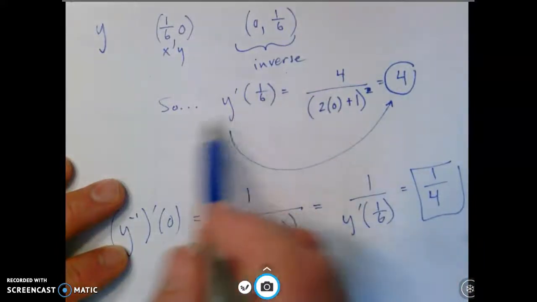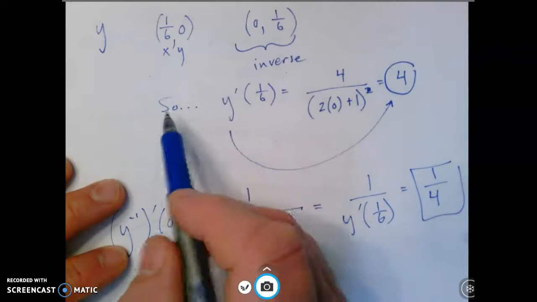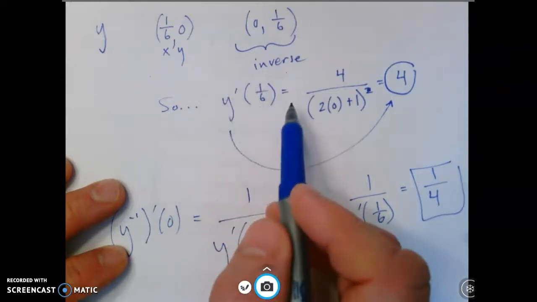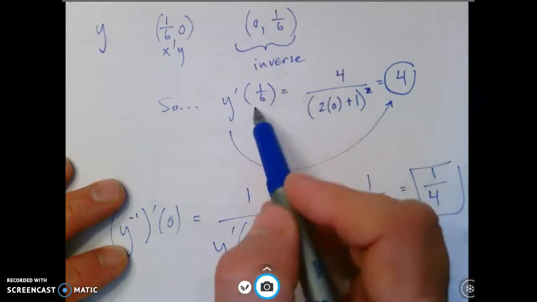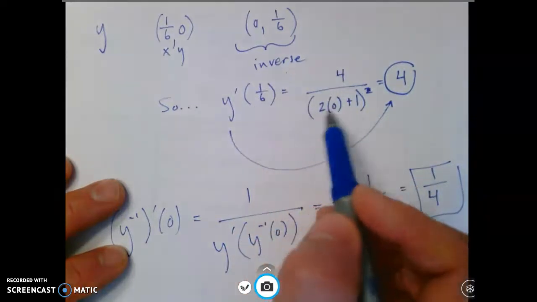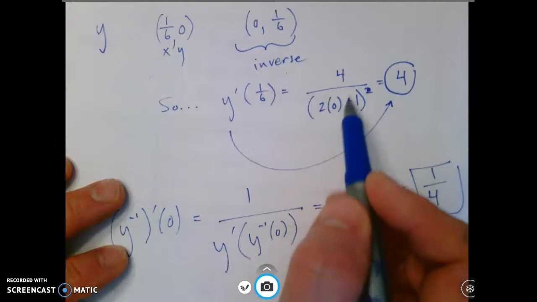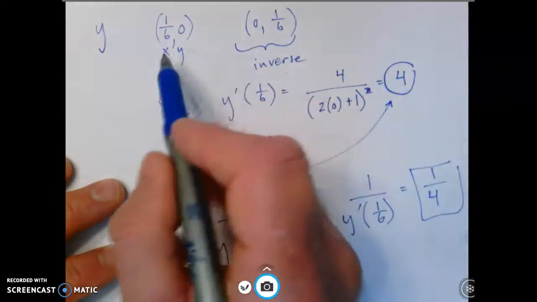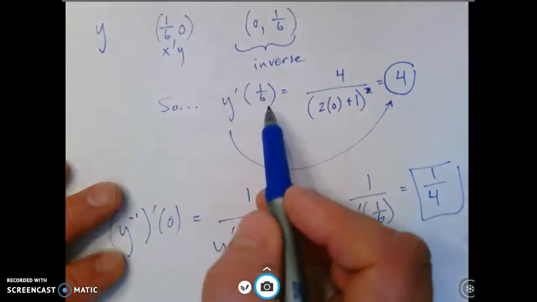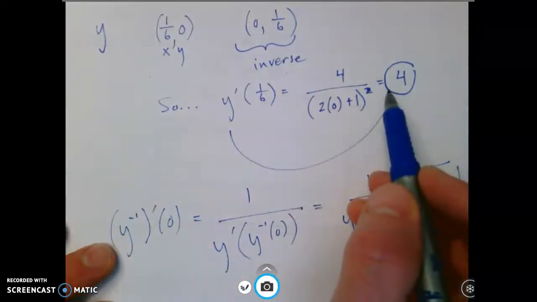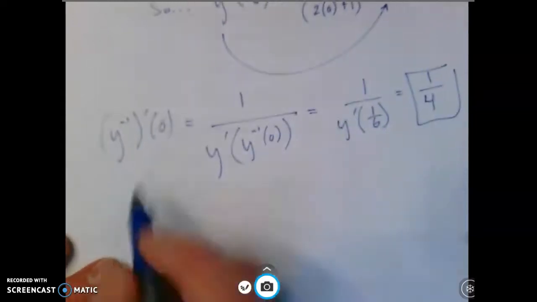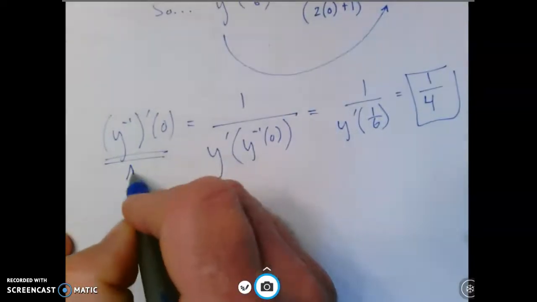Also, if we're looking for this function, it's important to know that the derivative at 1/6 is equal to, remember this is my input value, 4 over (2 times 0 plus 1) squared, or 4 over 1, or 4. So it's important to know these two things. Number one, I can switch my coordinate point. Number two, the derivative at 1/6 is equal to 4. And when I go down to my definition, this is what they're asking us. This is our question.